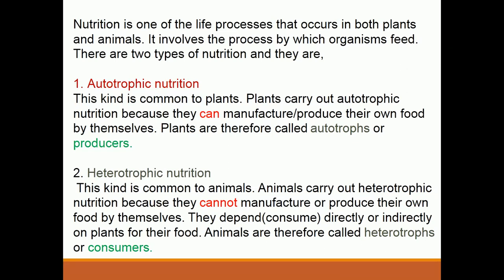The second type of nutrition is called heterotrophic nutrition. This kind is common to animals. Animals carry out heterotrophic nutrition because they cannot manufacture or produce their own food by themselves. They therefore depend directly or indirectly on plants for their food. Animals are therefore called heterotrophs or consumers. Animals eat plants such as beans, rice, and so on. And sometimes indirectly they also eat these plants by eating the animals that feed on the plants.